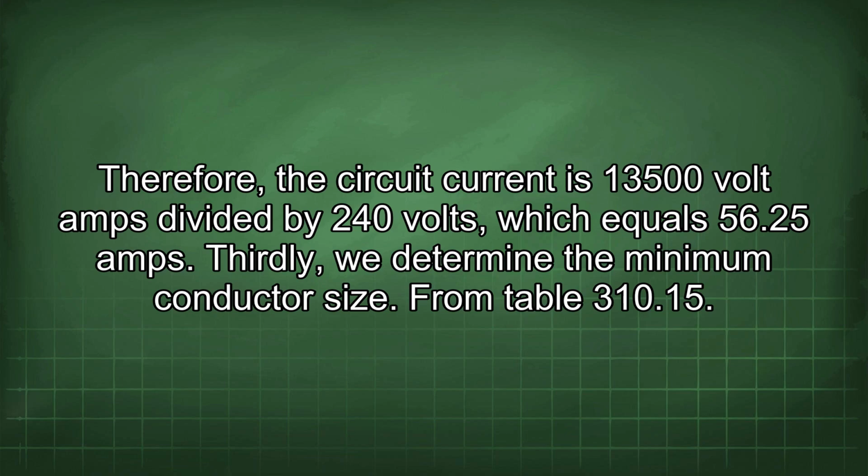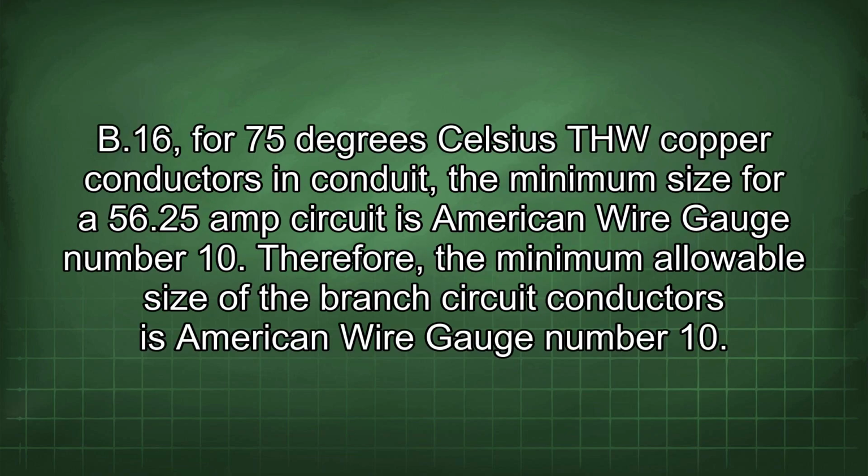Thirdly, we determine the minimum conductor size. From Table 310.15(B)(16), for 75 degrees Celsius THW copper conductors in conduit, the minimum size for a 56.25 amp circuit is American wire gauge number 10. Therefore, the minimum allowable size of the branch circuit conductors is American wire gauge number 10.